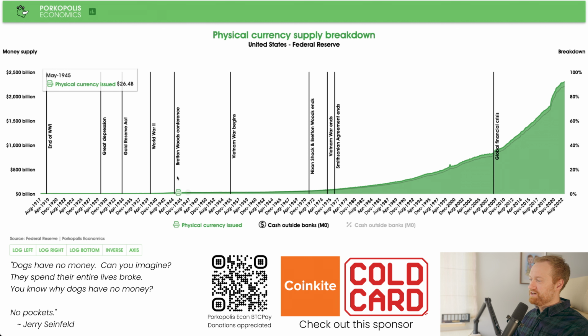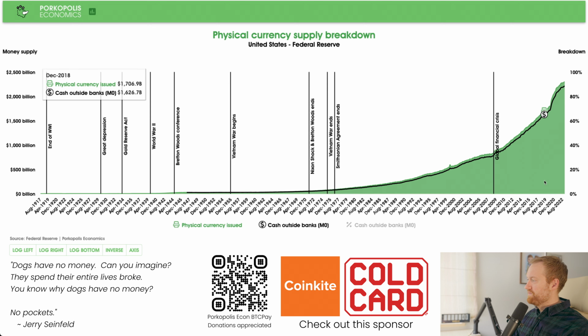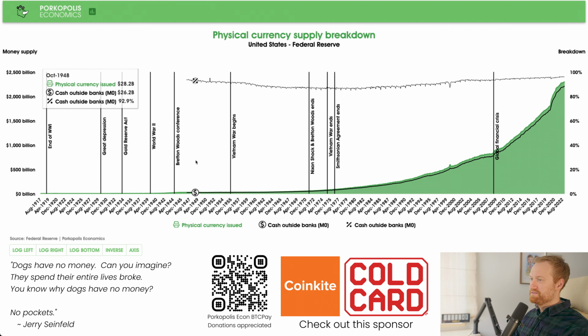I only have it beginning here from a little bit after World War II. Let's just zoom in. So the total currency supply, again, is the green, all cash and coin. And the black line, that is all cash and coin that is outside of the banking system. It's not in a bank vault. Most of it, the vast majority, exists outside of the banking system. And how much? Let's put this percentage in on the right axis, the breakdown here.